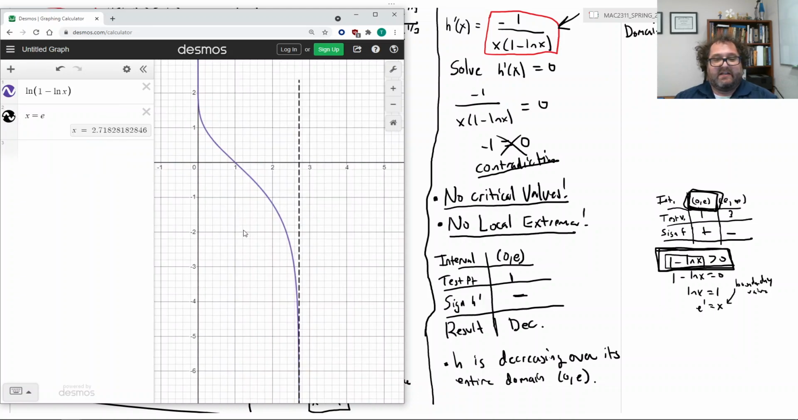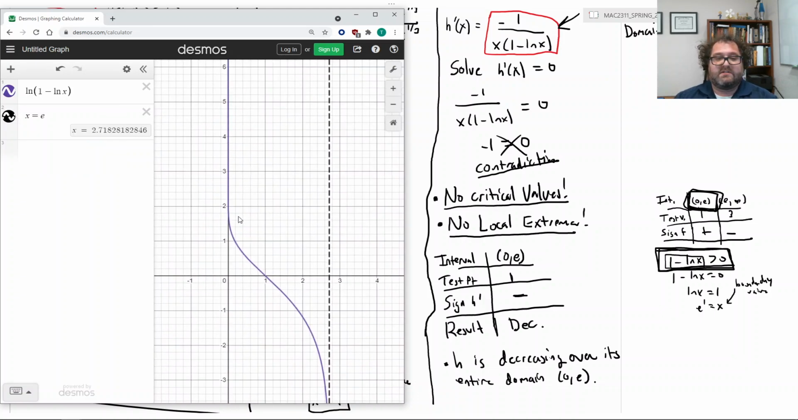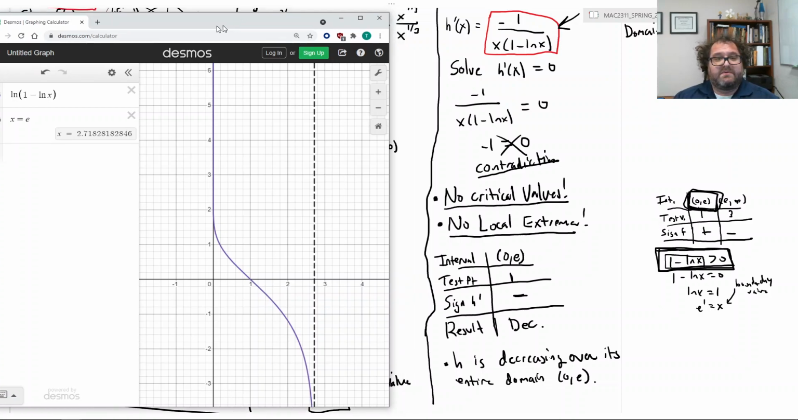Okay, and notice it is decreasing over its entire domain, and there are no little peaks or valleys. It's decreasing everywhere. For there to be a relative extrema, there has to be a change from increasing to decreasing or vice versa. There is no change. We're decreasing everywhere, so there is no extrema here at all. We're not really talking about absolute extrema, but there's no relative extrema either.